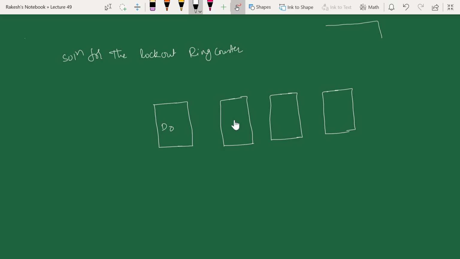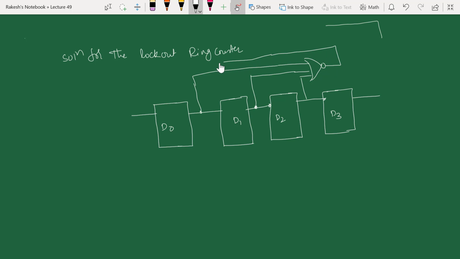So in the modified circuit, we have D0, D1, D2 and D3. The inputs are as usual, serial in, serial out configuration. For the serial input, I'm going to take the outputs of D0, D1 and D2 and connect them through a NOR gate. And this NOR gate output I'm going to give as input to the first flip-flop.